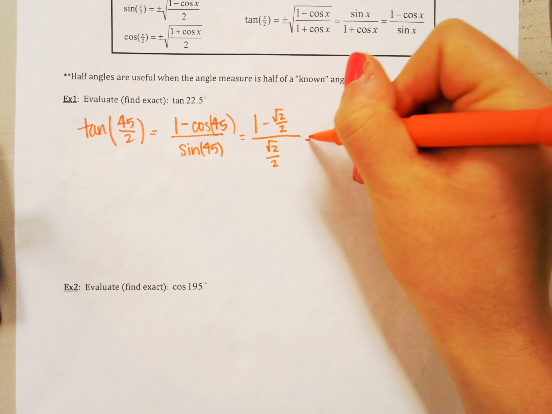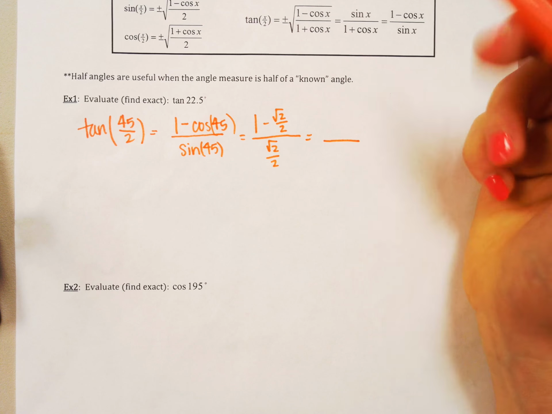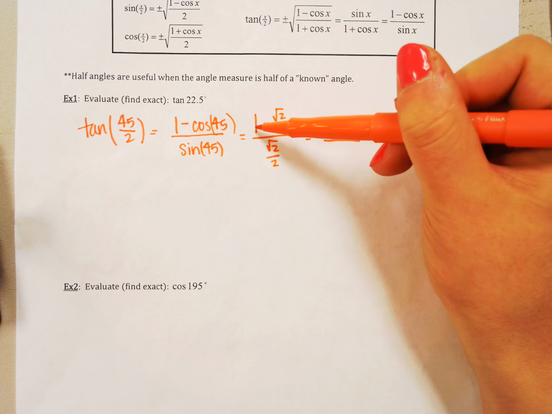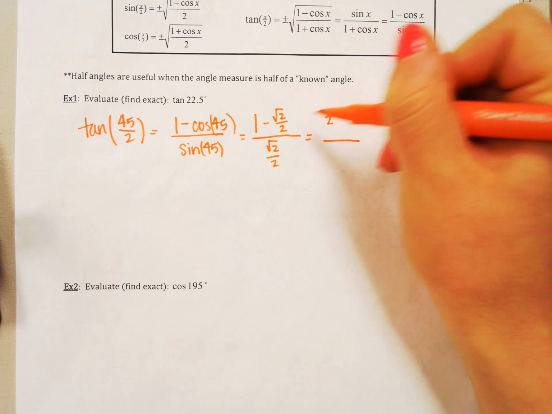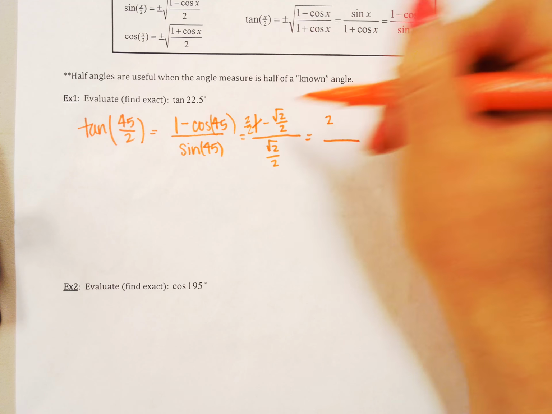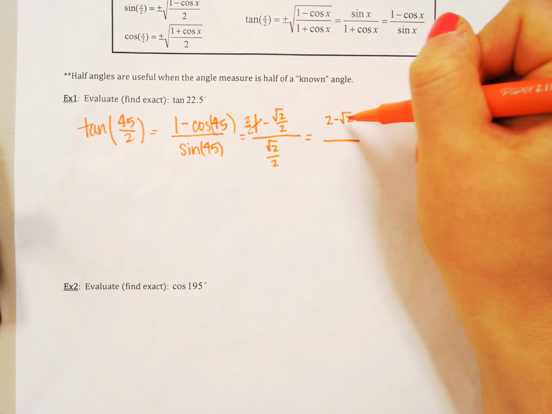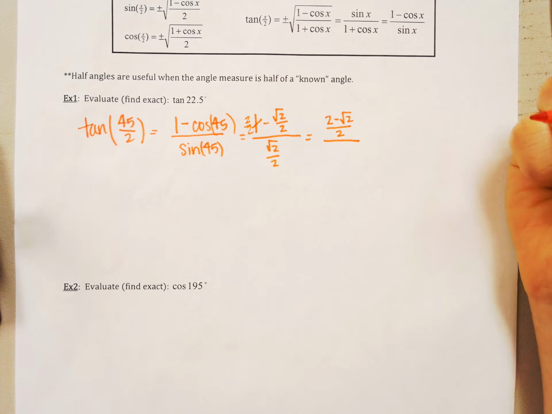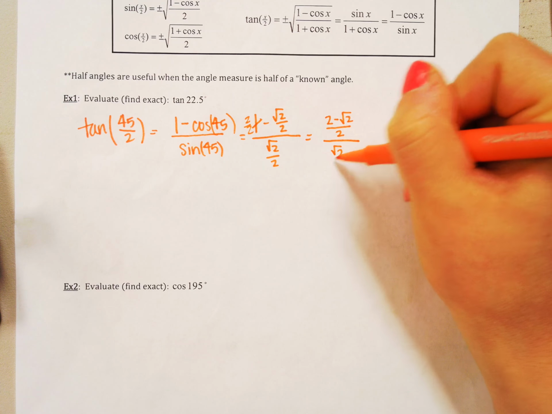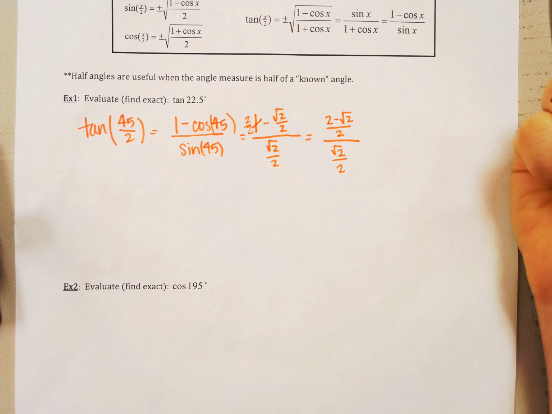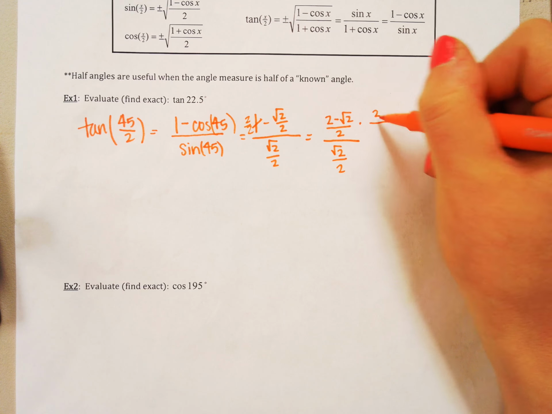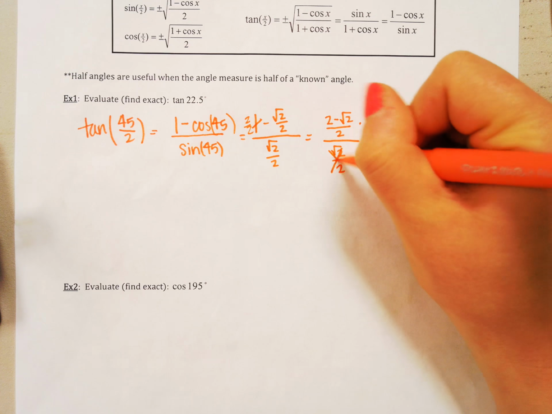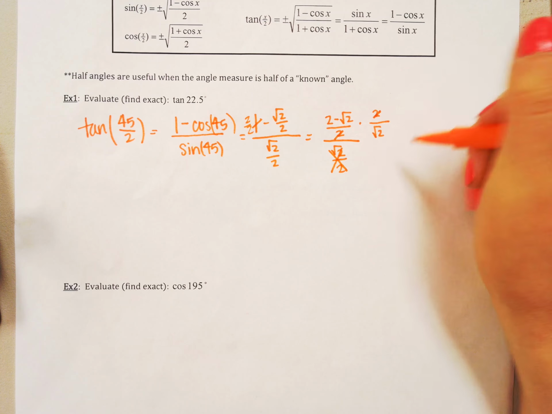To simplify this, I'm going to get a common denominator on the top. So 1 minus root 2 over 2, the 1 would be 2 over 2. So altogether I'll have 2 minus root 2 over 2, all over root 2 over 2. And I can multiply by the reciprocal, so 2 over root 2. When I do that, my 2's will cancel.